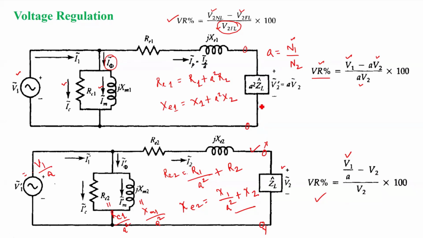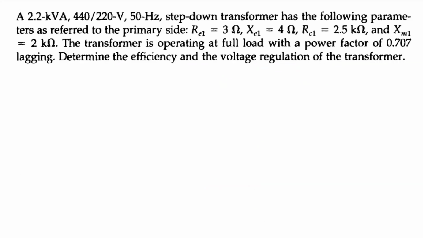For both equivalent circuits, one is when it is referred to the primary side, we have calculated. And when the equivalent circuit is referred to the secondary side, we have also seen the equation for the voltage regulation. Now, if the quantities are given, you can find the voltage regulation. Now, one such problem we will do.